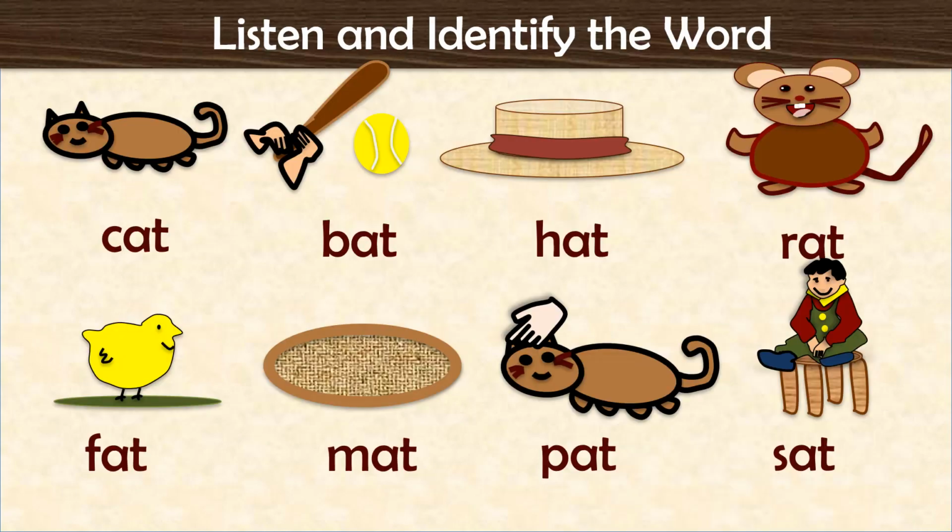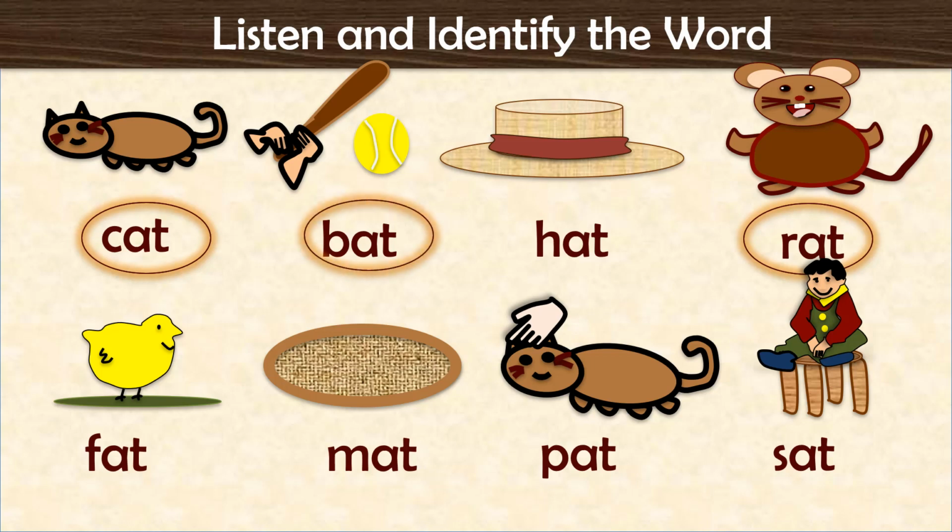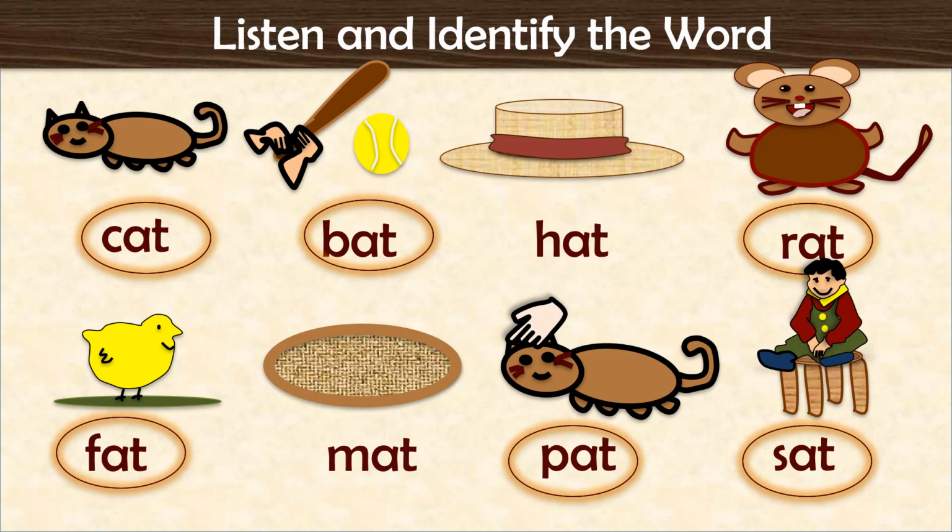Listen and identify the word. Cat. Rat. Bat. Bat. Fat. Sat. Hat. Mat.